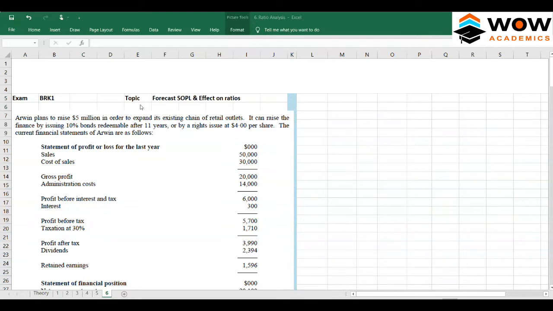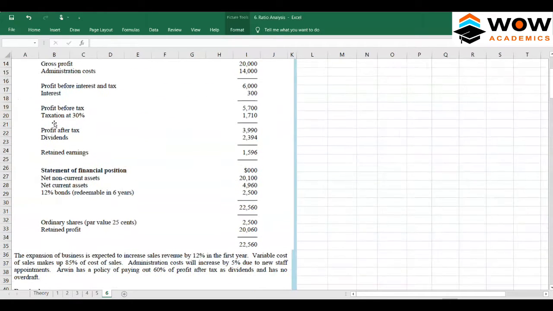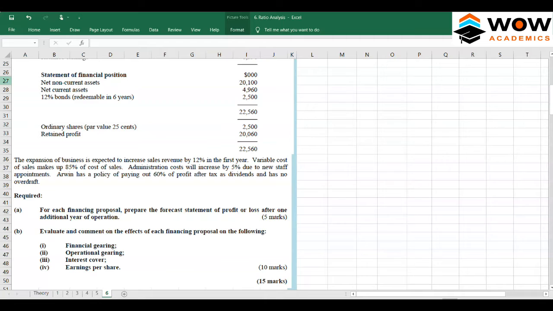So we'll start from this problem. This is also a forecast SOPL and the effect on ratios. So we'll start from the required. Required: for each financing proposal, prepare a forecast SOPL after one additional year of operation. Evaluate and comment on the effects of each financing proposal on the following: financial gearing, operational gearing, interest cover, and earnings per share. So we have to find out what its effect is on these numbers.